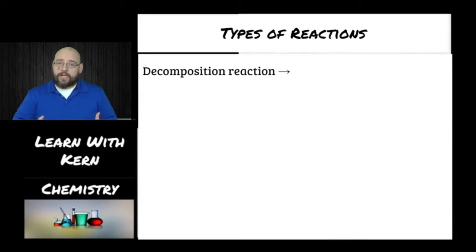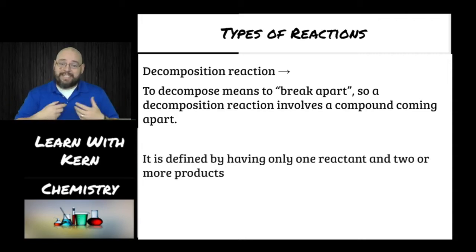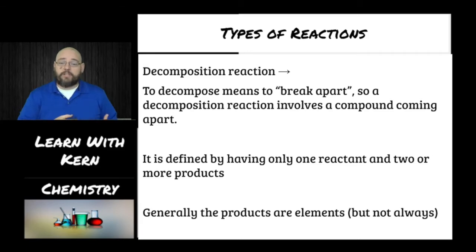The second type of reaction is a decomposition reaction. To decompose means to break apart. So a decomposition reaction involves a compound coming apart, falling apart, coming away into different things. So it's usually identified as having only 1 reactant. So you're only going to have 1 thing on that left side of the equation and 2 or more products, 2 or more things on the right side of the equation. Generally, the products are elements, but not always.